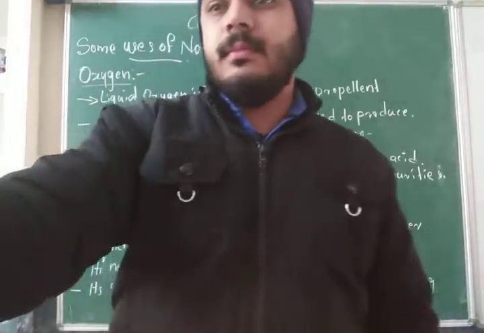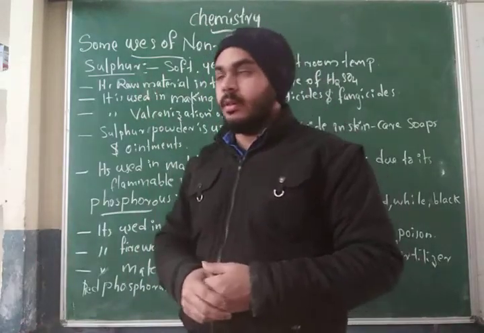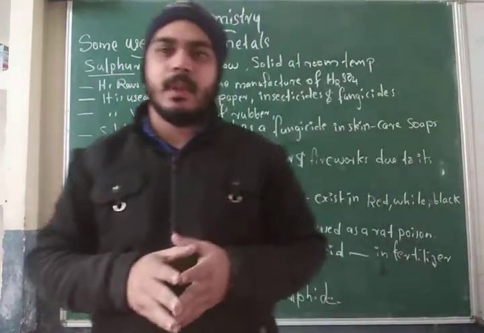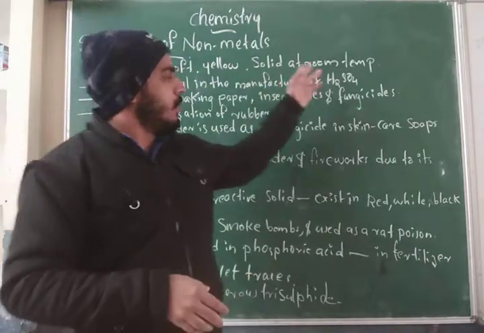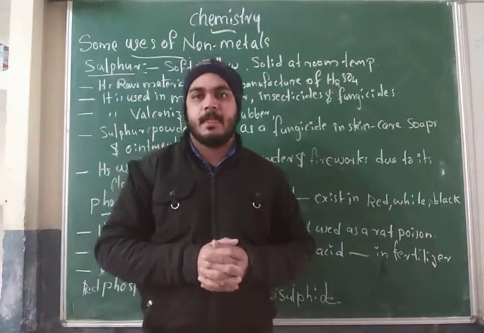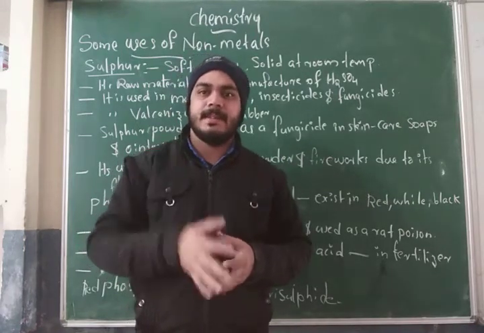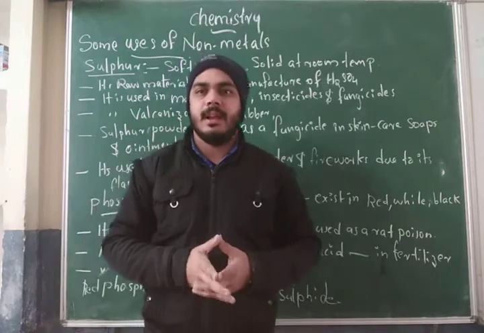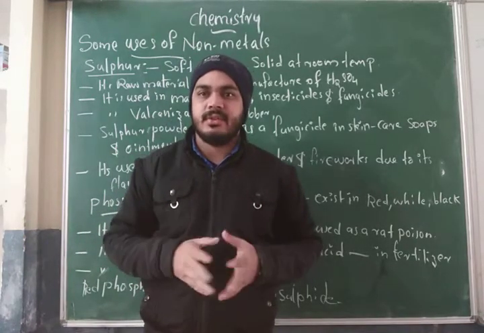And the next non-metal, sulphur. Sulphur is soft and yellow in color. It is solid at room temperature. It is brittle, easily broken into pieces. And it is a very poor conductor of electricity. This is the basic nature of sulphur.